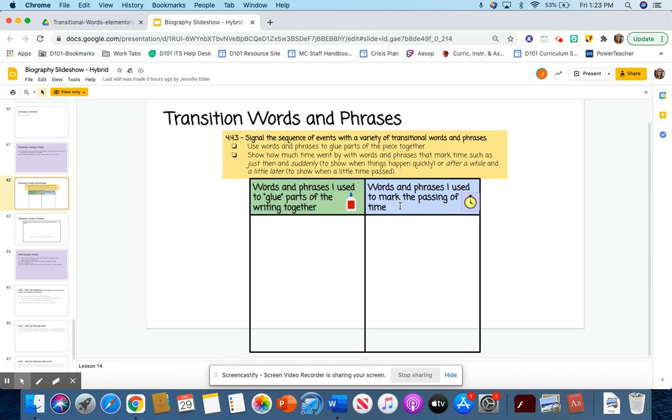But there are also transition words that mark the passage of time. You'll see this a lot in narrative writing, where one thing happens after the next, and those transition words help organize the events that are happening. Just like narrative writing, in biographies you're telling a story. You're telling a true story of somebody's life. So you're also going to have a lot of these transition words and phrases that show the passage of time. So let's take a look at a couple examples.